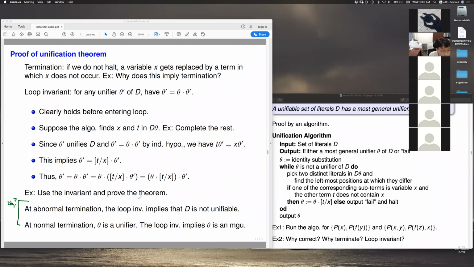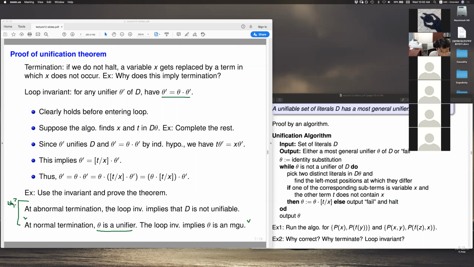Okay, so we can show the second one first. If the algorithm terminates and returns theta, we know theta is a unifier because of the loop condition. We get out of the loop only when theta is a unifier. And then the loop invariant says that for any other unifier we satisfy this relationship, which means that theta is the most general unifier.